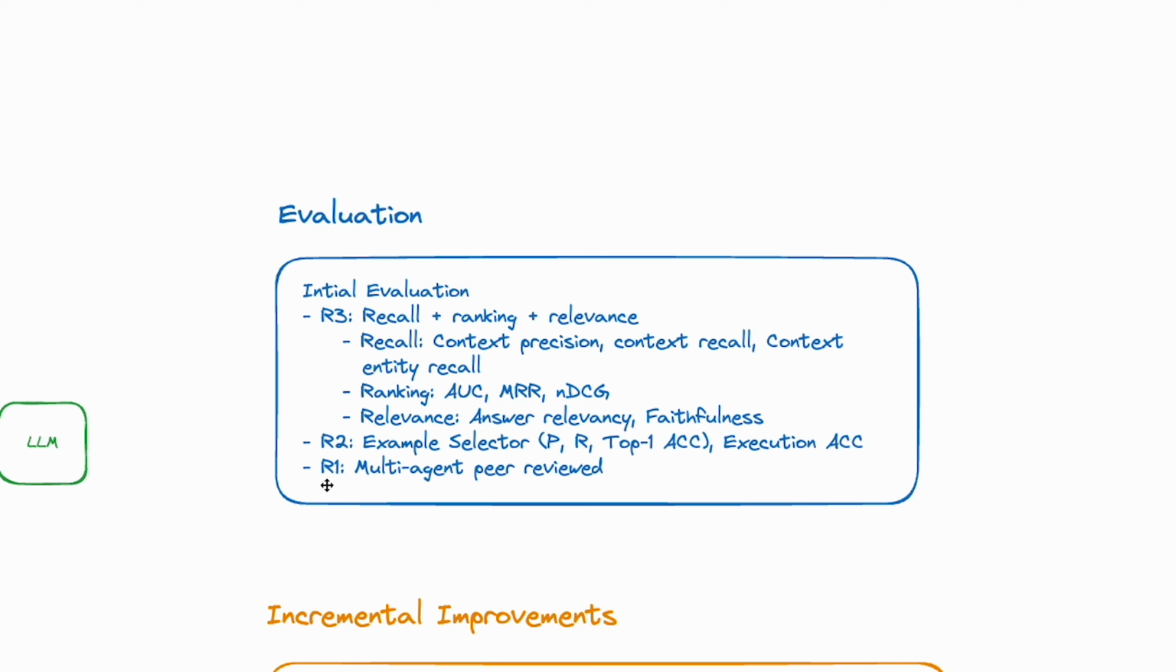And the last is evaluating R1. Evaluating R1 is directly proportional to evaluating the planning capability of the overall system. To do that, we can use multi-agent peer reviews. So basically, we can use multiple AI agents to evaluate our planning of solving the task, and then we take the majority vote among those AI agents to decide whether our system is doing well or not.